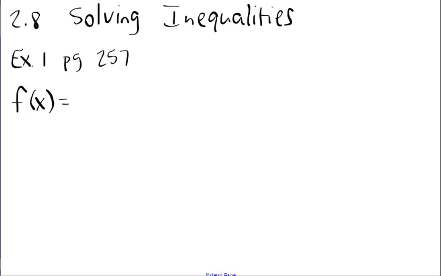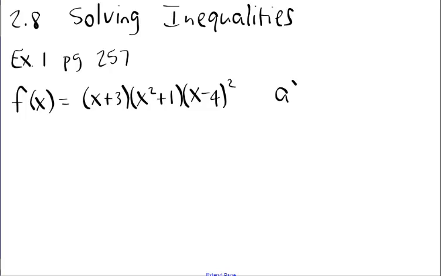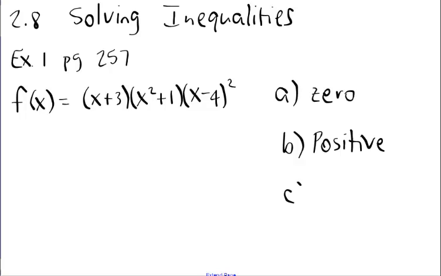Basically, this is what you have. F of x equals x plus 3, and then x squared plus 1, and then x minus 4 squared. And so the question for us is, where is this 0? Where is this positive? And where is this negative?